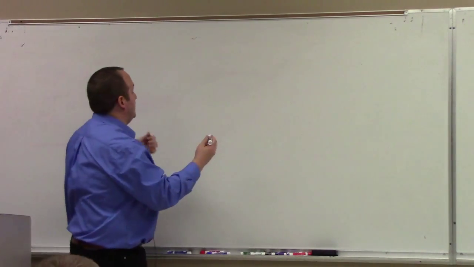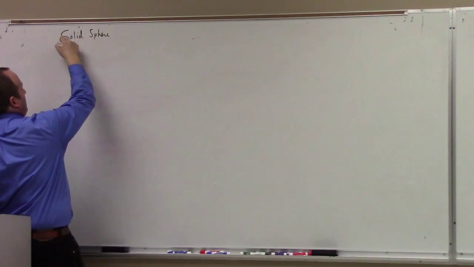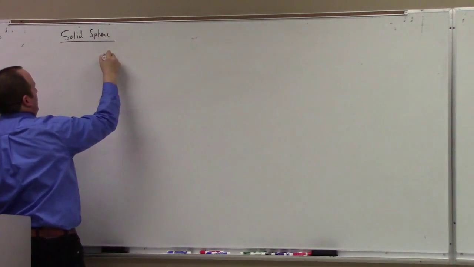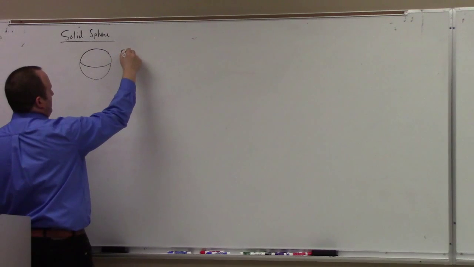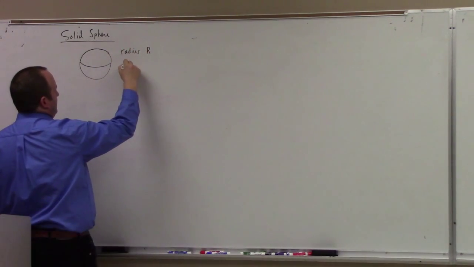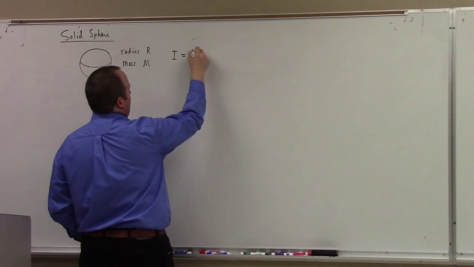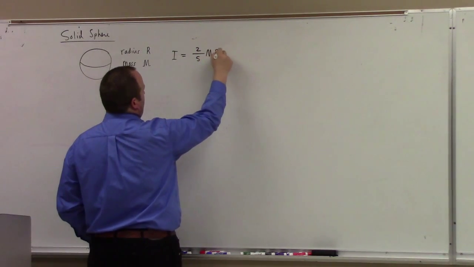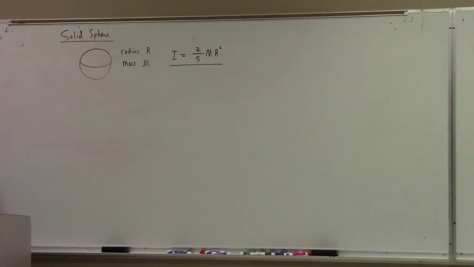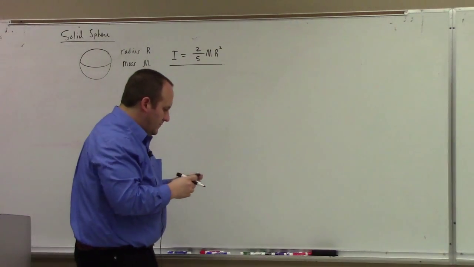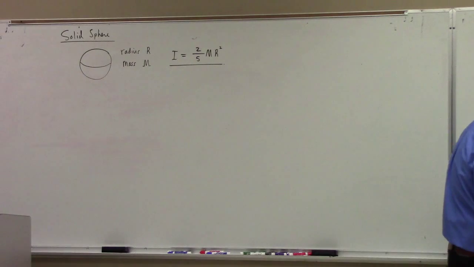Now, last time we showed that the moment of inertia for a solid sphere of radius r and mass m, we worked it out. What was the moment of inertia? If I recall correctly, it was 2/5 mr squared. That's the moment of inertia for a solid sphere. We showed that last time by calculus. Excuse me, there's going to be a lot of that today.